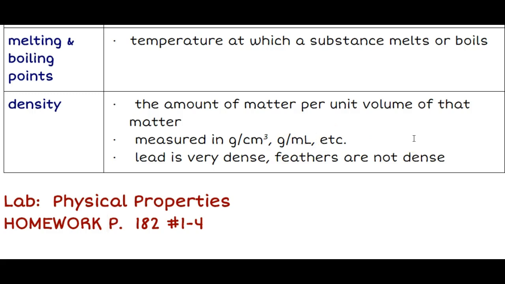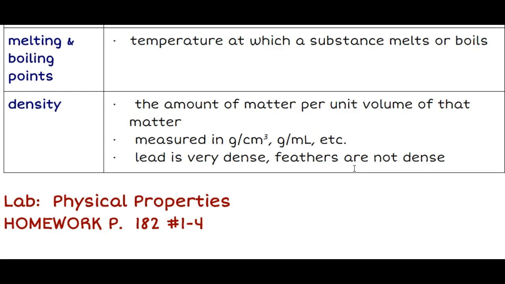Let's think about some examples of some dense substances. So lead, we would say, is very dense. In fact, we use it when we're having x-rays because it doesn't allow the x-rays to penetrate very easily. We would say that feathers are not very dense, right? We can kind of see that by how quickly or how much they're affected by air resistance when we let go of them, when we allow them to kind of float through the air. They're not very dense at all.